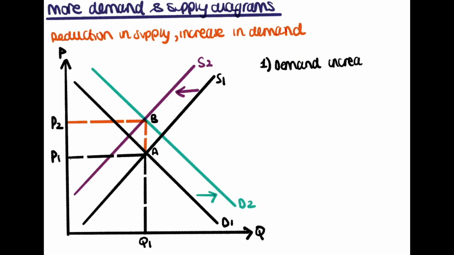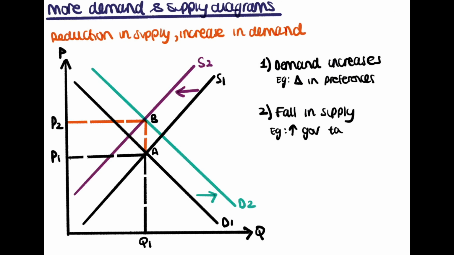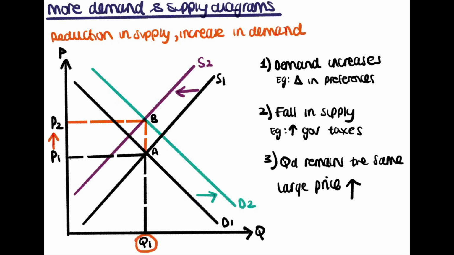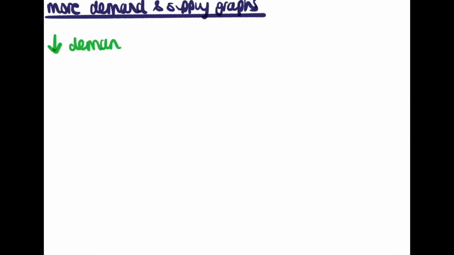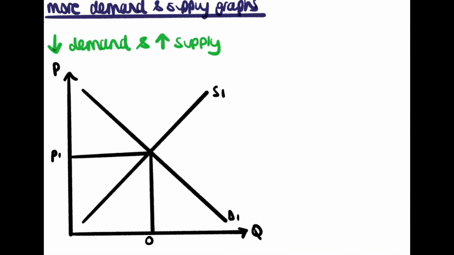Imagine demand increased because there was a change in preferences, and supply fell because there was an increase in government taxes. And what we can see is that price has increased in the market, however, quantity demanded has remained the same. Our final graph will be a reduction in demand and an increase in supply.